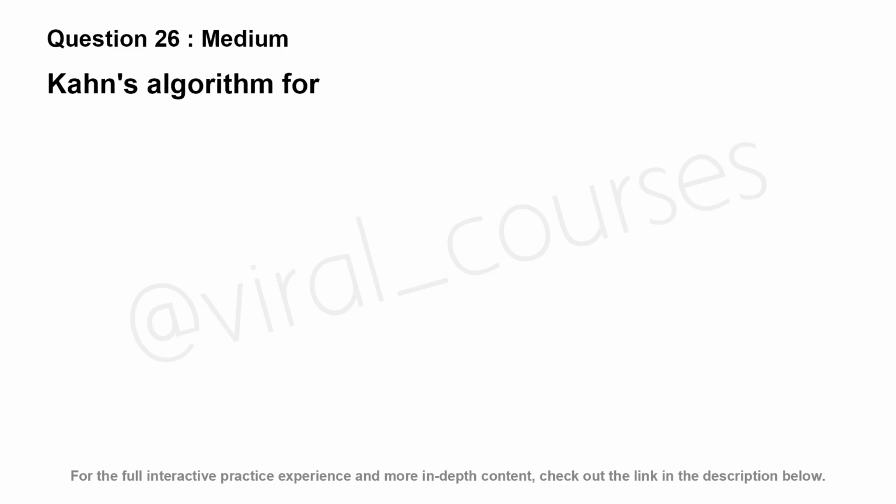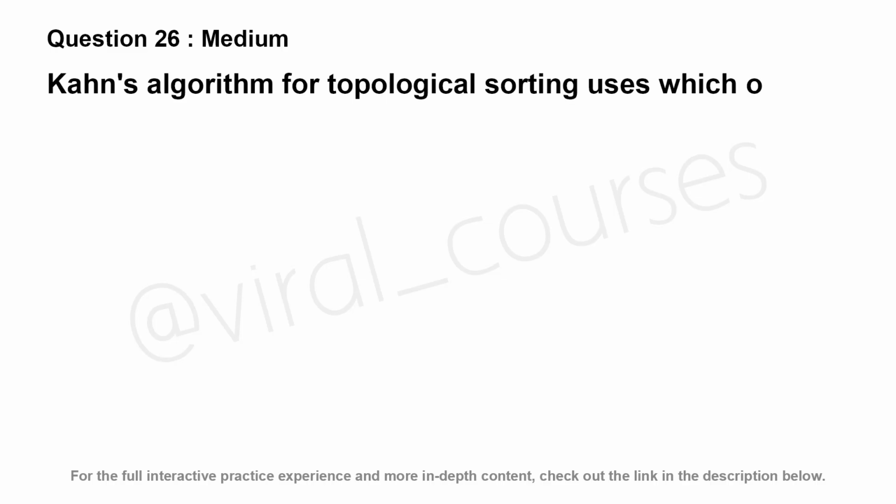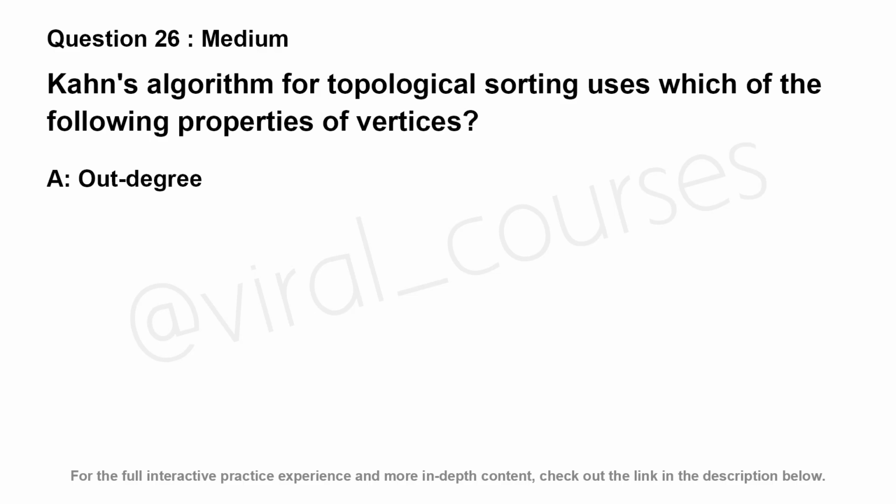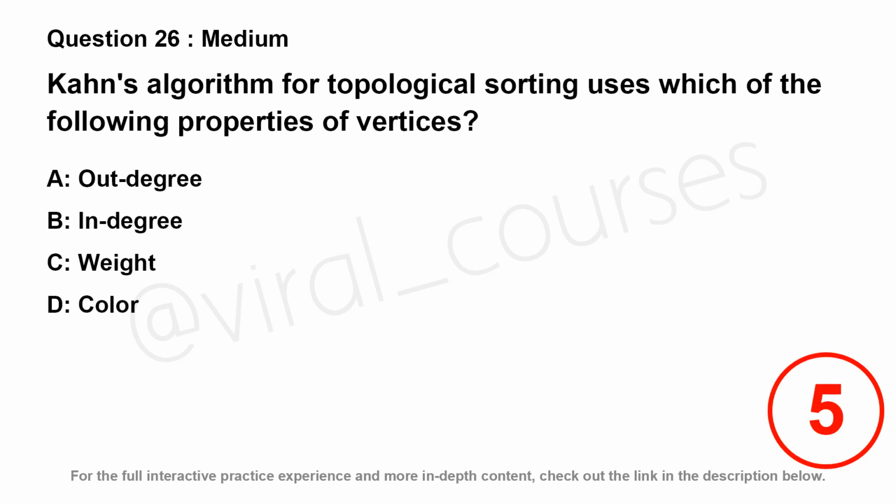Kahn's algorithm for topological sorting uses which of the following properties of vertices? Option A, out degree. Option B, in degree. Option C, weight. Option D, color.